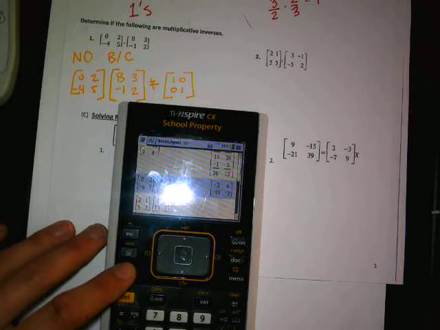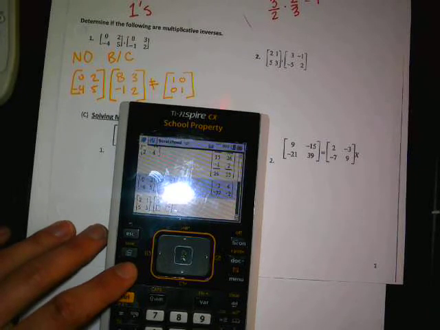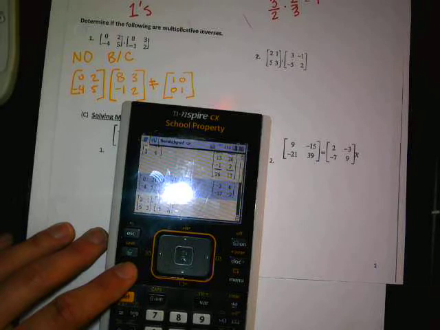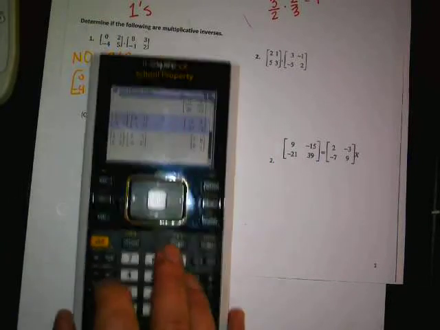So what if it's not the same row and column numbers? You still have to try it. Will it work sometimes? Mm-hmm.